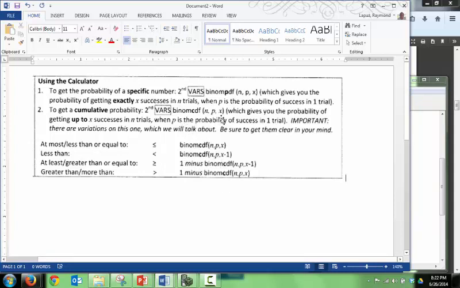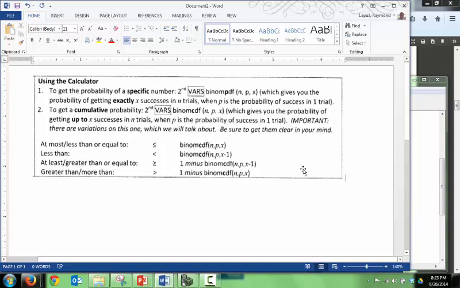So if you want the exact value, that's PDF, and if you want anything else aside from the exact value, then you're going to use a CDF, and sometimes you're going to take the CDF itself, or sometimes you'll take the CDF and subtract it from 1. And these are the 4 different scenarios where that would come up.